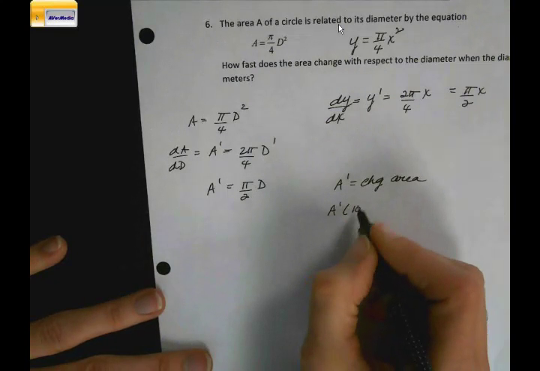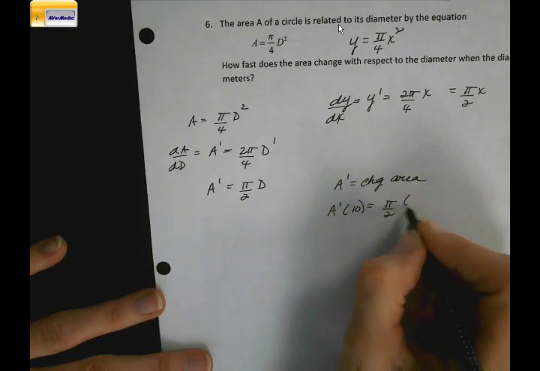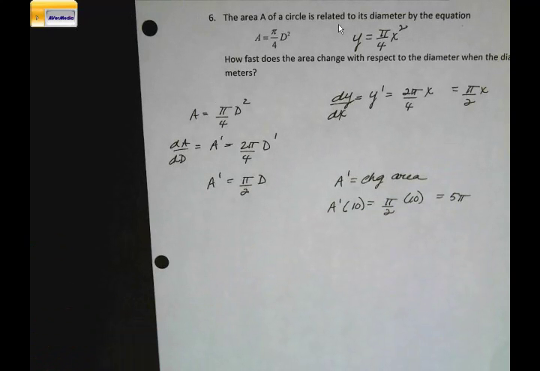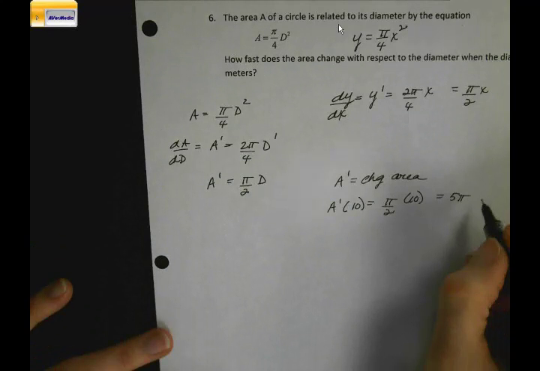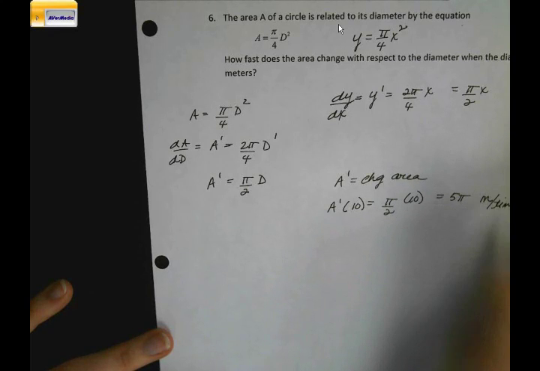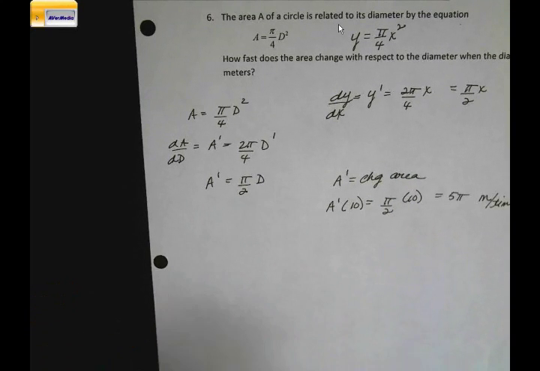And so A prime, when the diameter is 10, is pi halves times 10, which is 5 pi, which is 15 point something. Which would be what? Meters squared? What would that be? I put meters over 1 because they don't really give you a unit. Meters per time. Yeah, it is change in meters over time. That's the answer, okay.